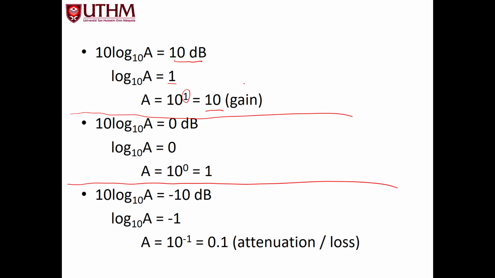Okay, so the bracket here shows gain. That means this is a positive value. That means this is more than 1. So if the value is more than 1, that means it is a gain. Okay, and then 10 log A equals 10 dB.